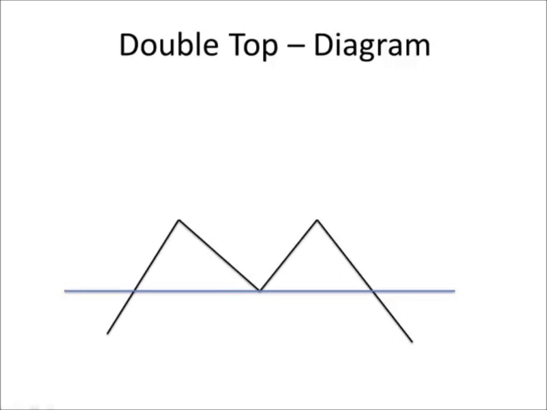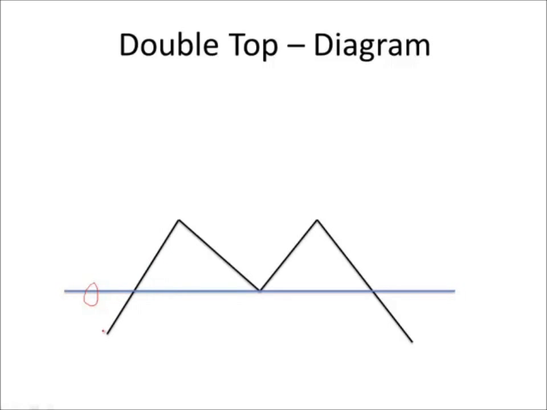Double top diagram. This diagram here is a diagram of the double top. It's even simpler than the triple top. There's just one less peak, but we'll quickly go through it. So again, we have here our blue line, which is the neckline, right, which serves as our support level, which is eventually broken.